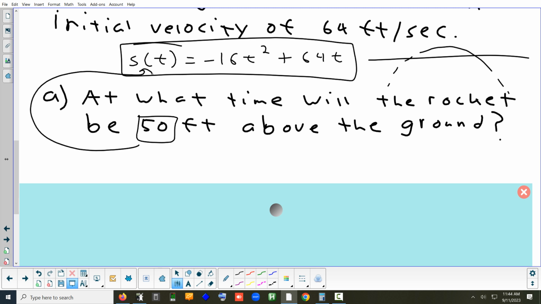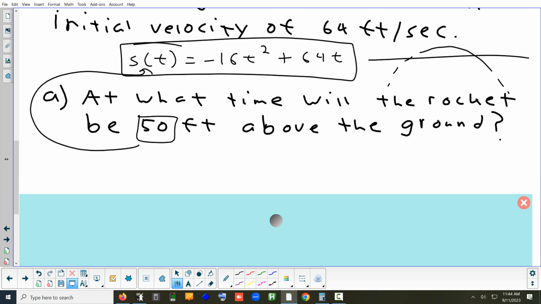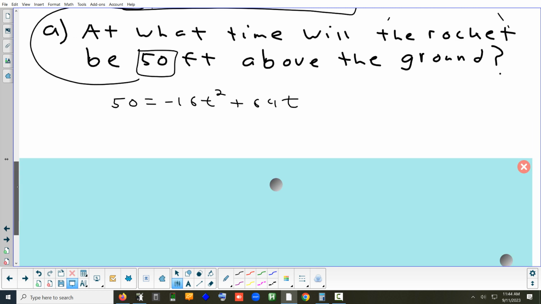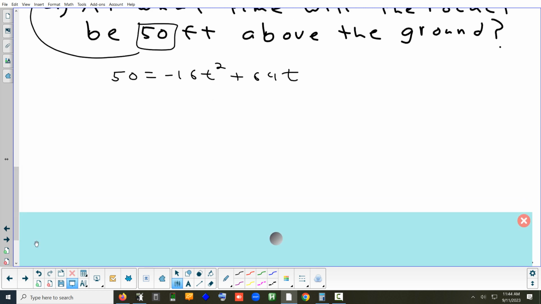That gets plugged in for that whole side. We're solving for time. So 50 equals negative 16t squared plus 64t. And as Richard said, it's a quadratic. It's exactly like the quadratic we just solved, except I'm not going to put everything on one side and use the quadratic formula. I am going to graph it.